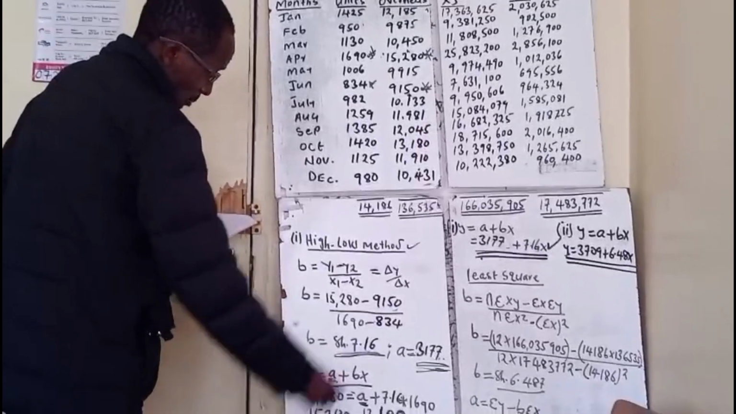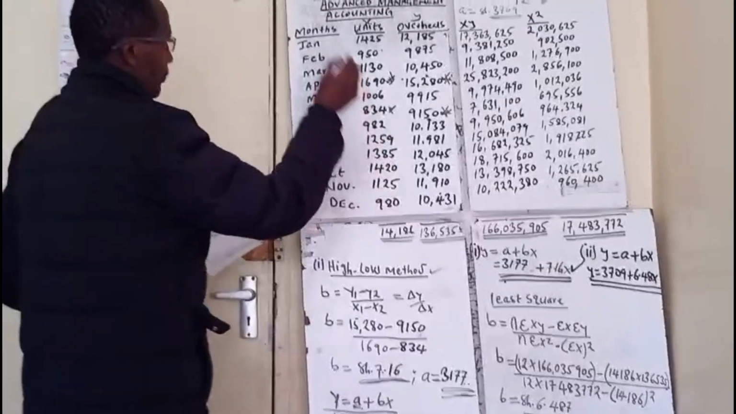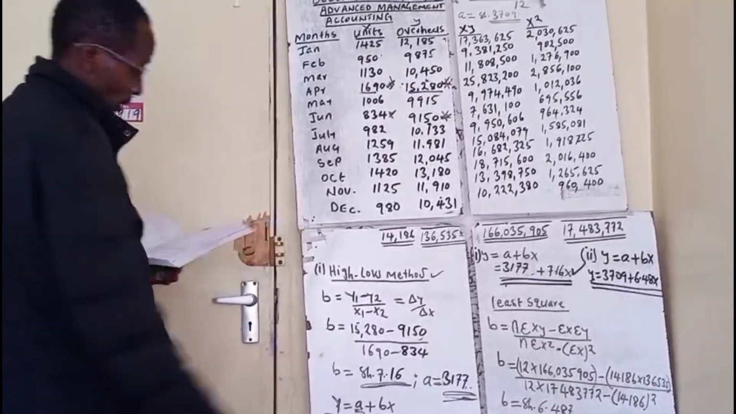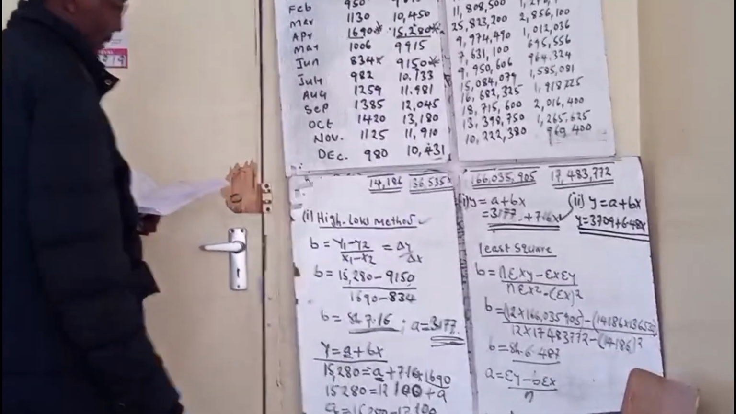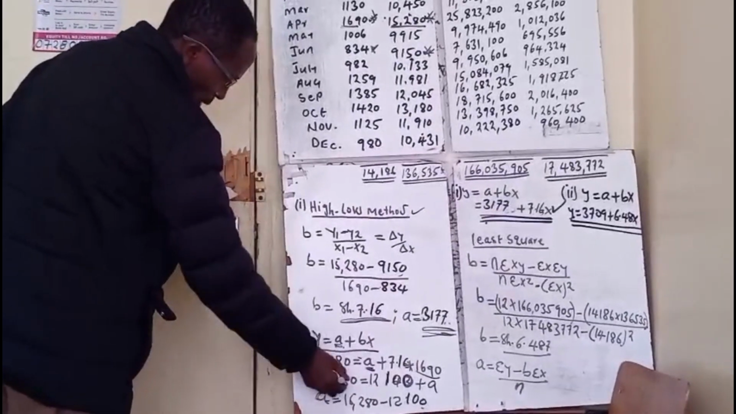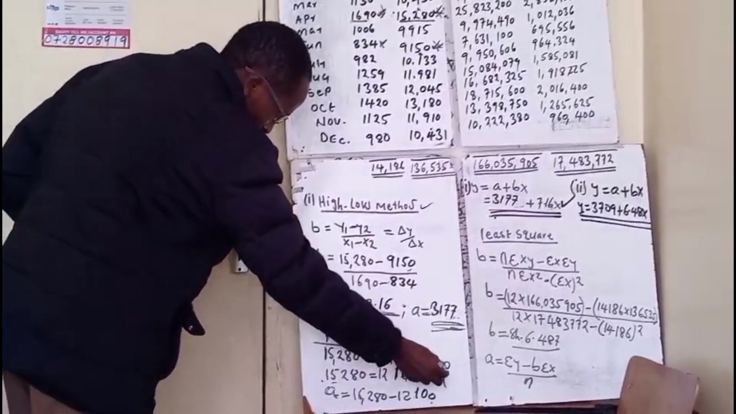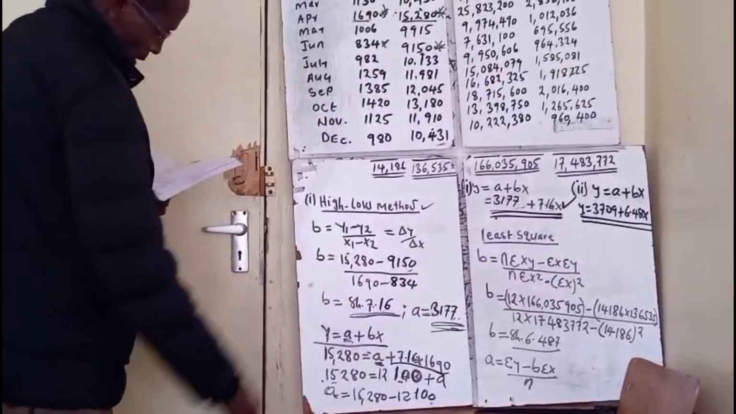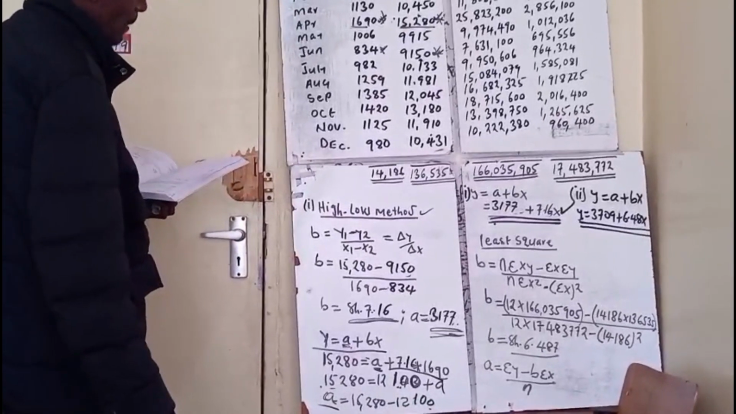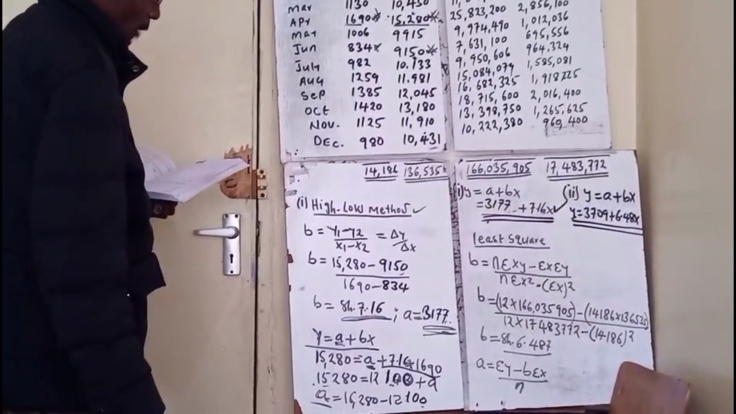B is 7.16. X you can multiply by 1,690, which is here. We have taken our Y as 15,280. Then you multiply 7.16 by 1,690. Now, you can work that out. That is 15,280 equals 12,100 plus A, after multiplying this one. Then you can get the value of A: 15,280 minus 12,100. What do you get? 3,177.